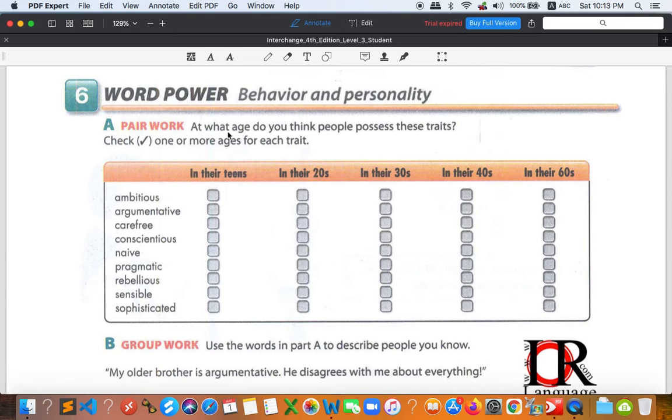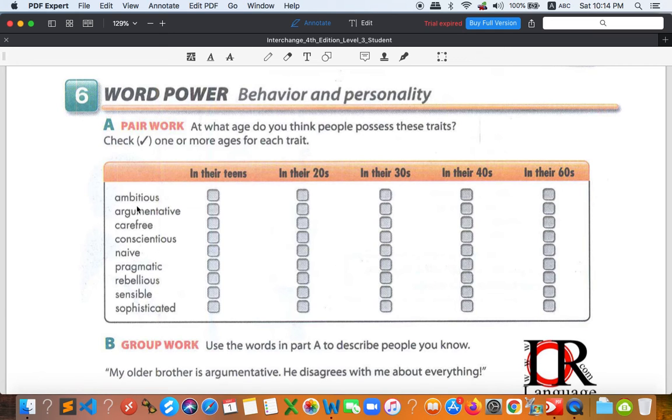At what age do you think people possess these traits? Trait means type. Check one or more ages for each trait. I think you can do it by yourself. We have ambitious, argumentative, carefree, conscientious, naive, pragmatic, rebellious, sensible, sophisticated.